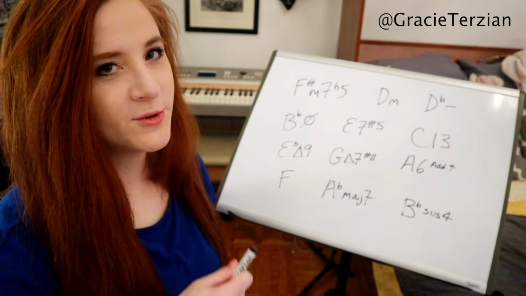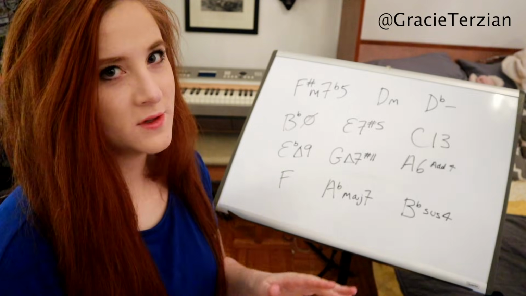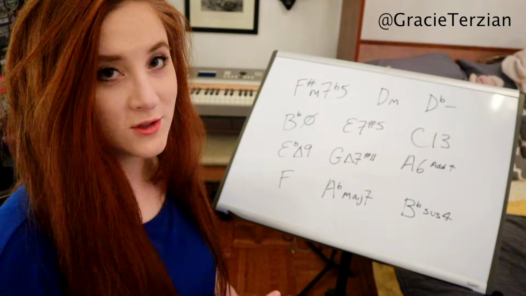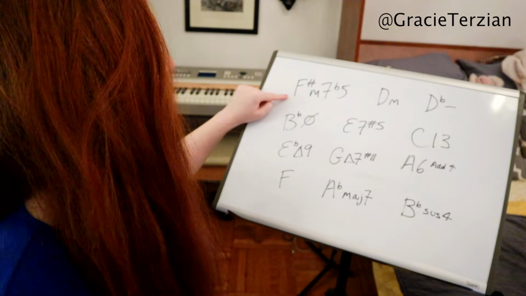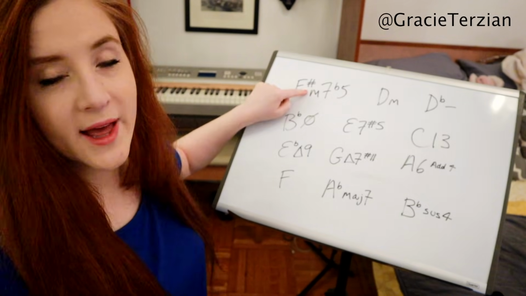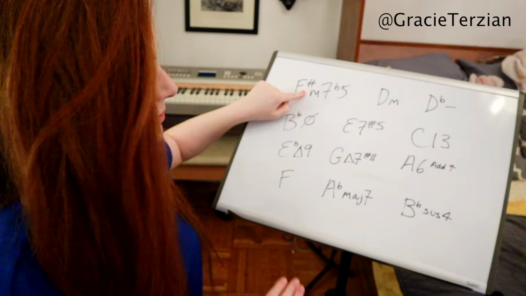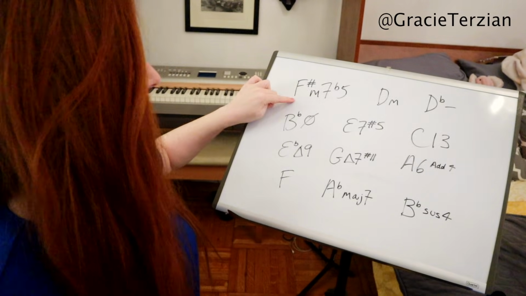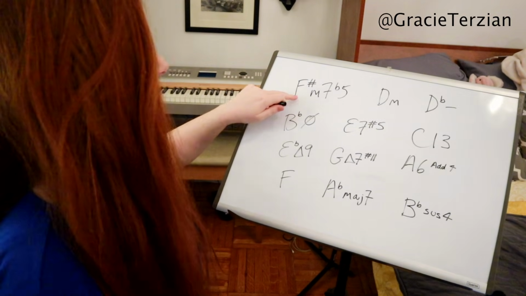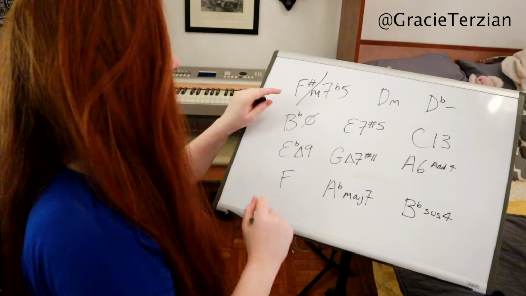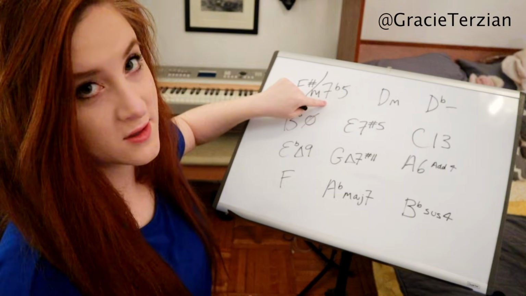Okay, let's draw a line between the root and the chord quality for each of these chords, just to make sure we know which is which. So to determine what the root is, we're just going to look at the very first note in the chord, and if there's any sharp or flat attached to it, that's also part of the note. So, for instance, in this first chord, this F sharp minor 7 flat 5, the F sharp is the root. I'm going to draw a line like that, and then the minor 7 flat 5 is the chord quality.